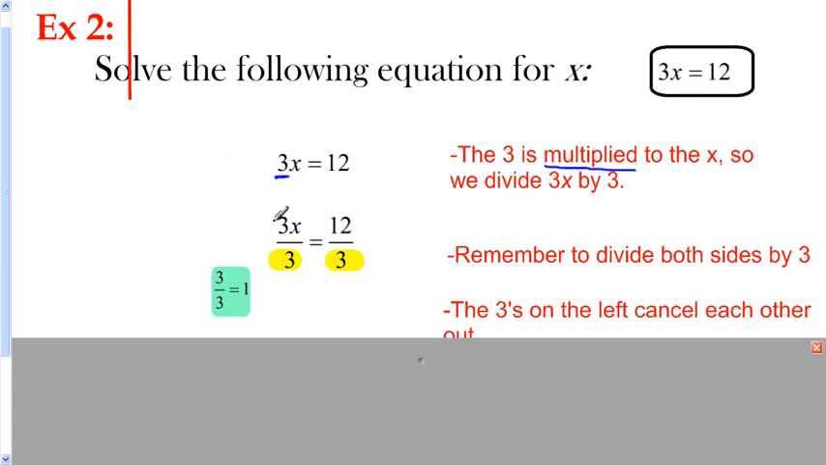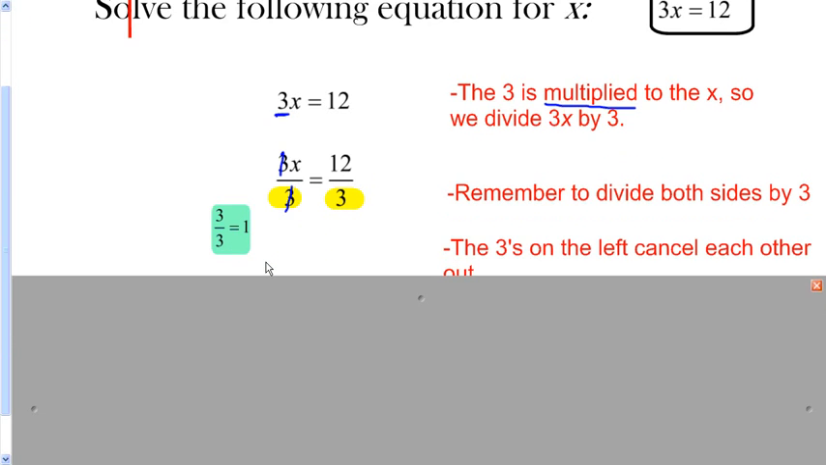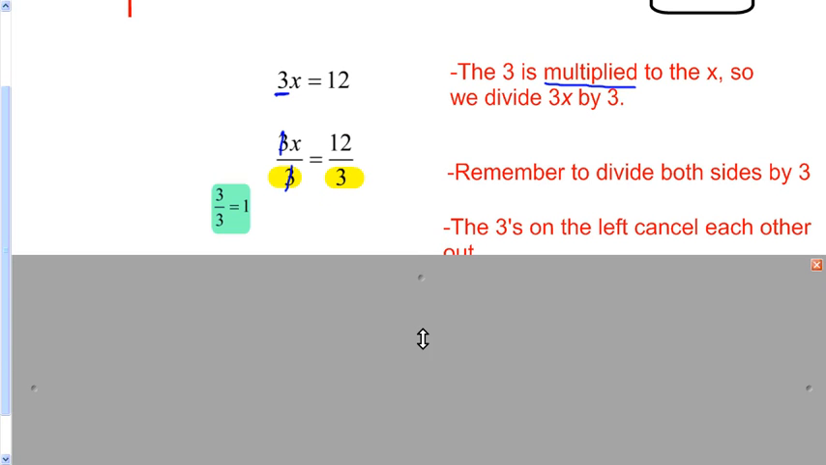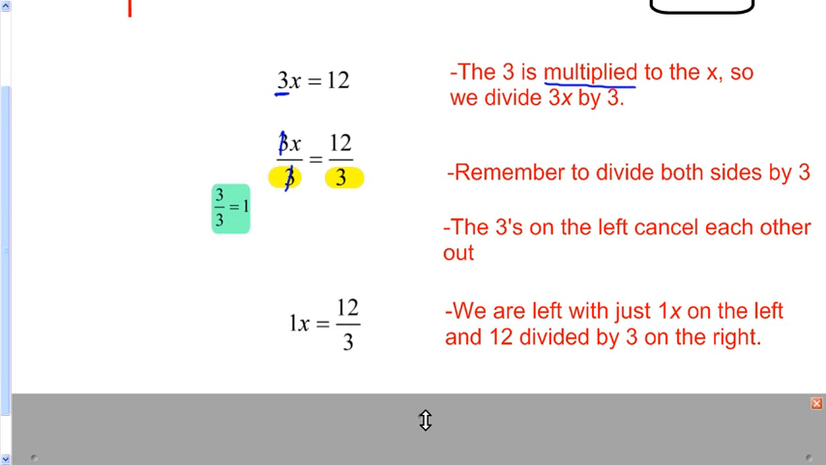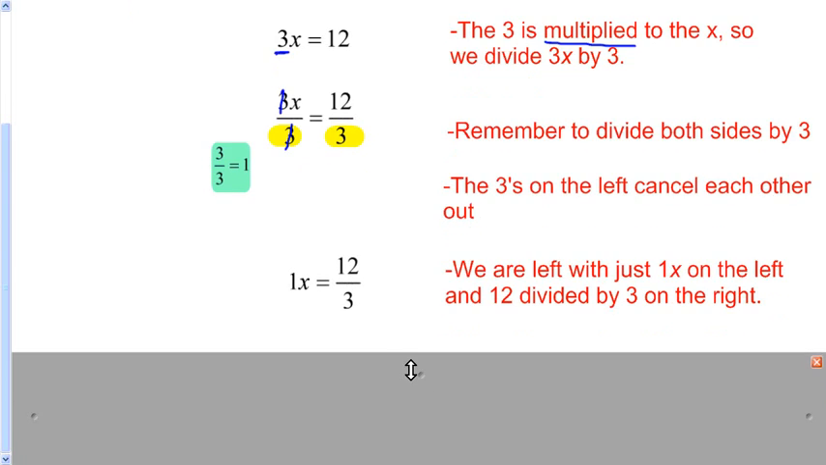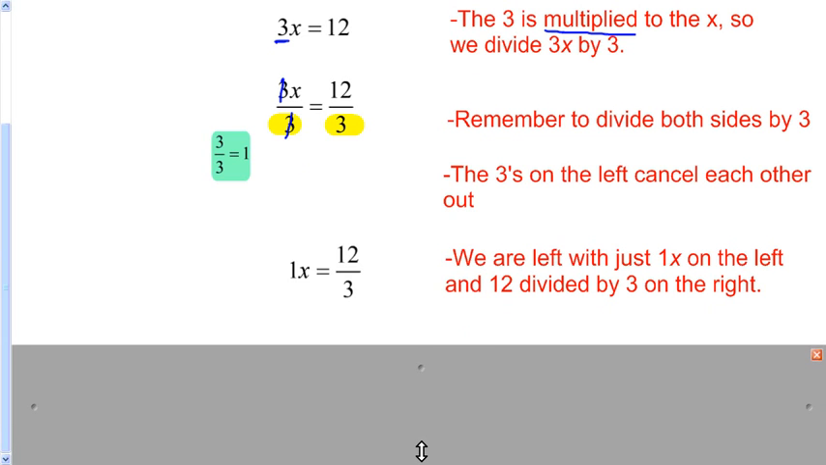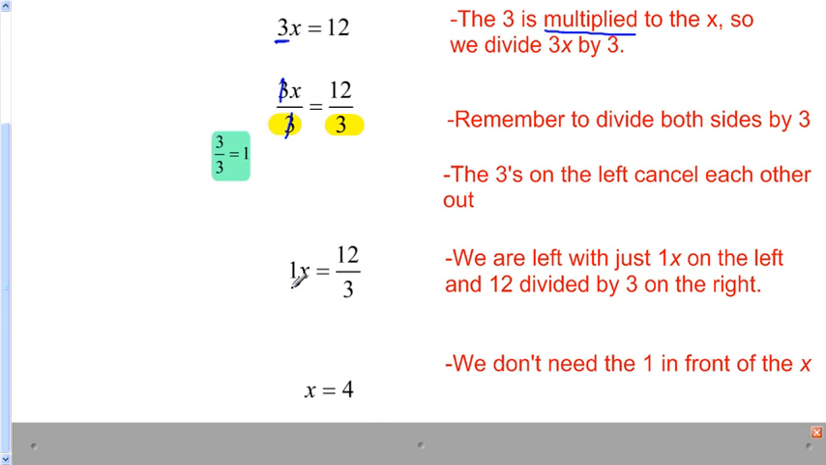Then 3 divided by 3 will give us 1, so we will get 1x, which is what we want. On the right side we have 12 divided by 3, which finally gives us our final answer. 1x is equal to 4, or simply x is equal to 4. We don't need to write the 1 there.